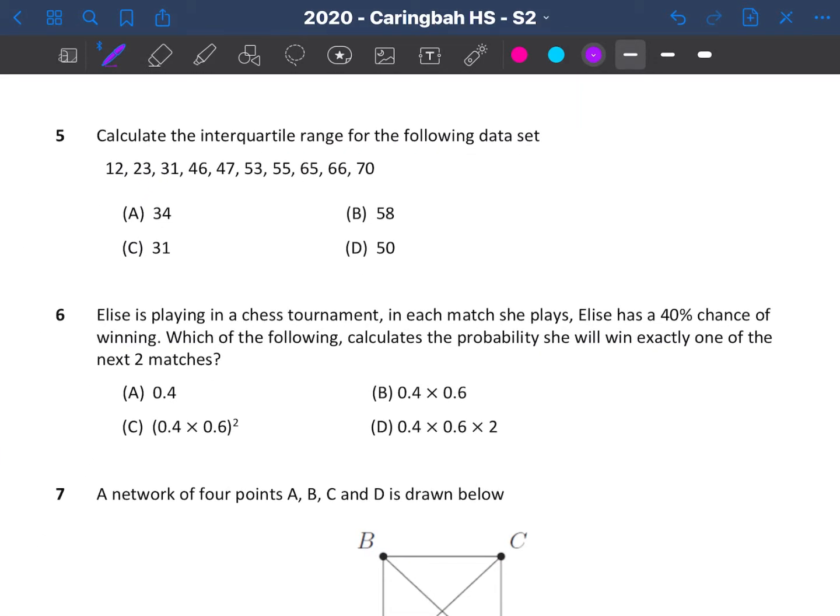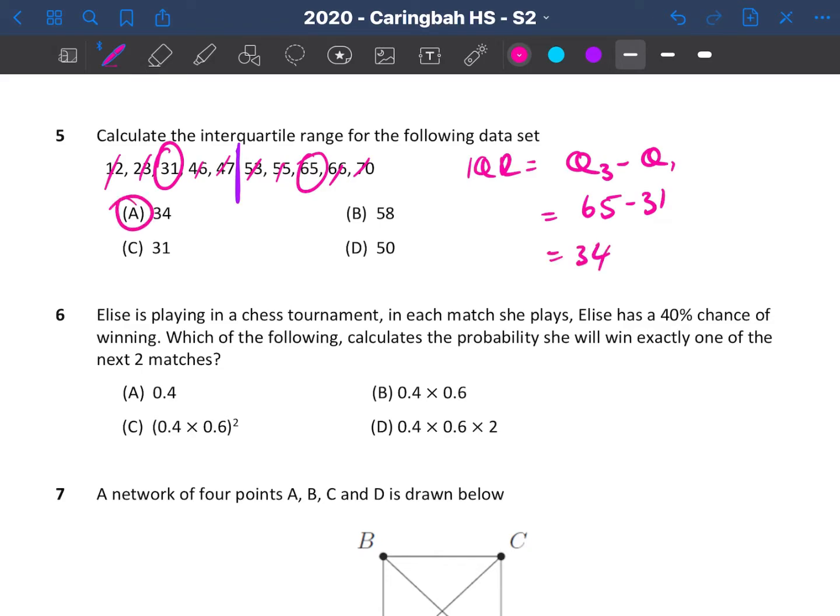Okay, question 5. Calculate the interquartile range for the data set. Now, because the data set is relatively small, I can just cross off the ends. You can see here, my median is here. Okay, and so if I wanted to find my upper quartile, my lower quartile, it's 31, and for your upper quartile, it's 65. So for your interquartile range, which is Q3 minus Q1, that leaves me with 65 minus 31, and that is 34. So A.